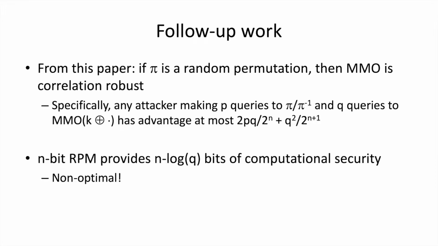So that's not optimal. And in the follow-up work, we actually find a way to improve the computational security to be optimal. However, to obtain this kind of optimal security, we would need the ideal cipher model instead of the random permutation model. That's the trade-off that we need to make.